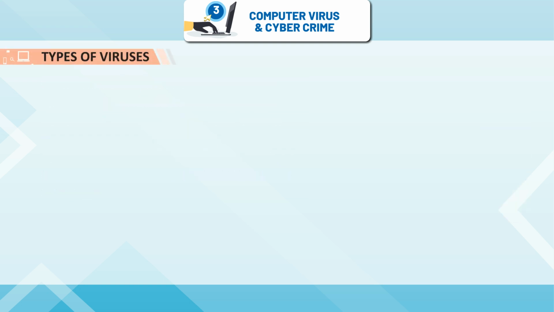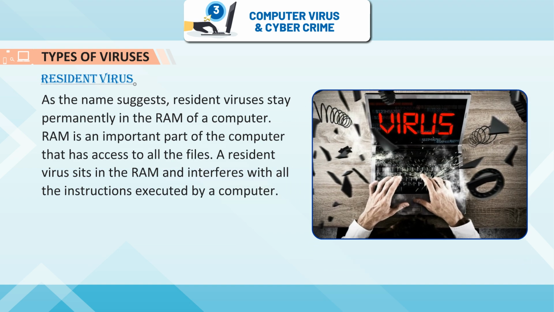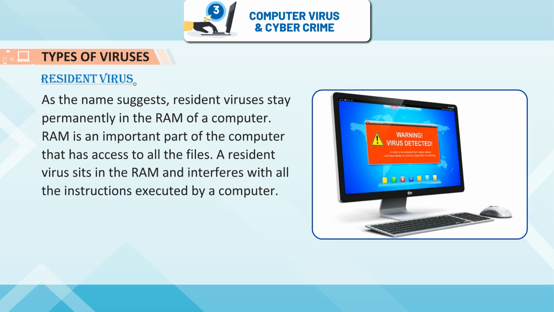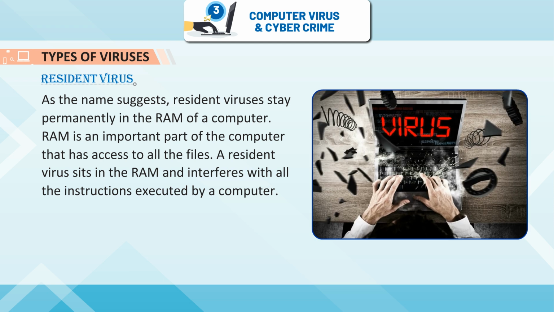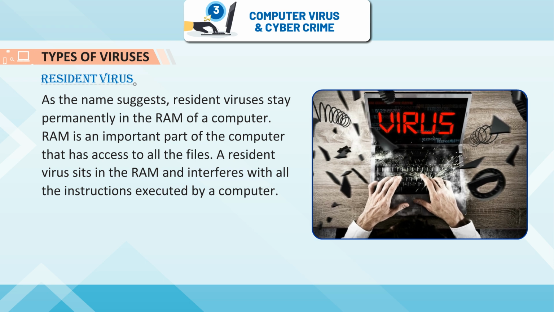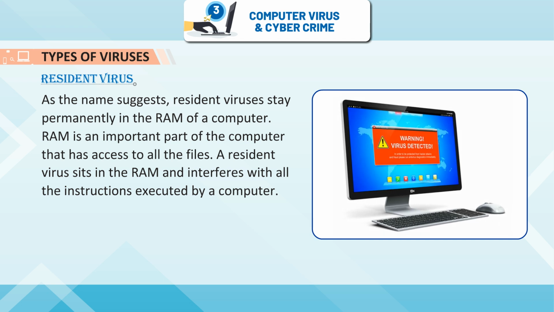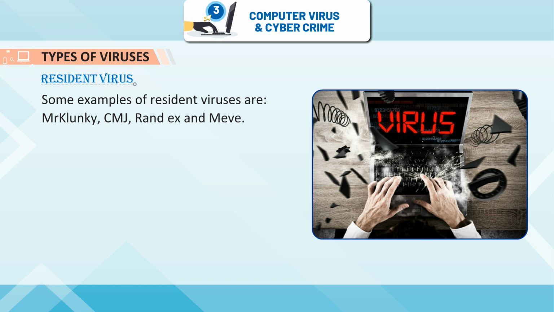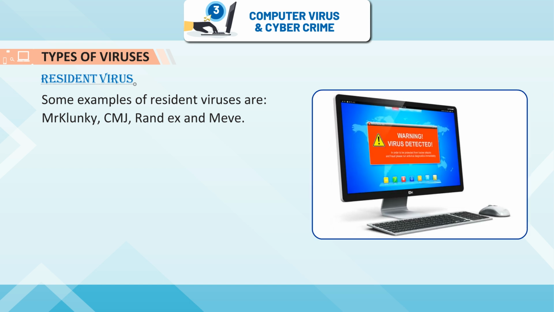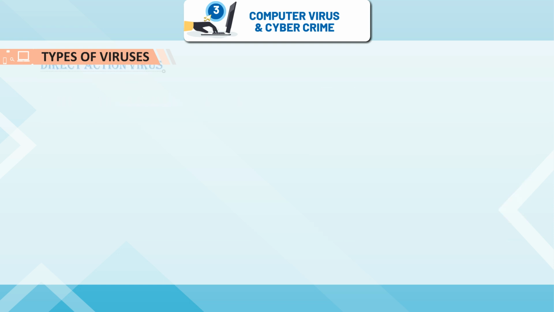Types of viruses. Resident virus. As the name suggests, resident viruses stay permanently in the RAM of a computer. RAM is an important part of the computer that has access to all the files. A resident virus sits in the RAM and interferes with all the instructions executed by a computer. Some examples of resident viruses are Mr. Clunky, CMJ, Randex, and Meave.